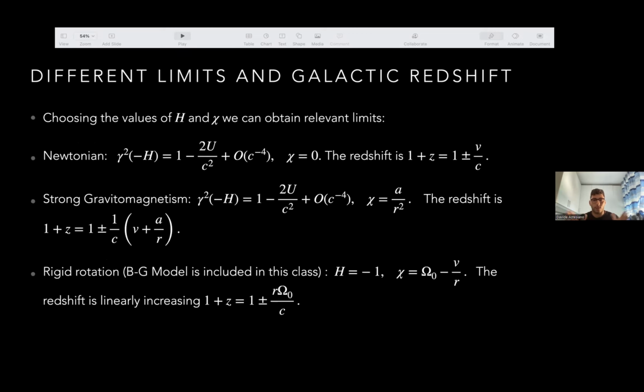Again, choosing these values, we can obtain relevant limits, and it's interesting at this point to evaluate the redshift in all these cases. We have, for edge-on galaxies again, the redshift in the Newtonian case, which is the Doppler effect. In strong gravitomagnetism, you have also this term, this A are the non-diagonal terms again. So you see that A is fixed in such a way that you can also have a flat velocity profile. It's pretty easy to do. Okay, in the rigid rotating case, instead, the redshift is always linearly increasing.